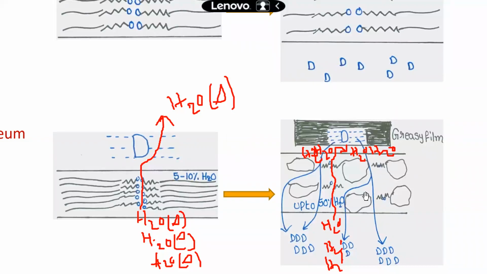The process of hydration of stratum corneum, the process of hydration of skin, by applying greasy film is known as emolliency. Once again, the process of hydration of stratum corneum by applying greasy film is known as emolliency, and the greasy film forming agent is called an emollient.